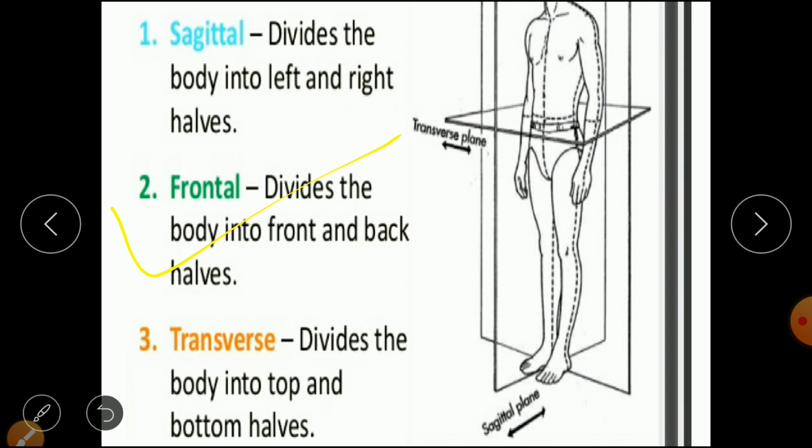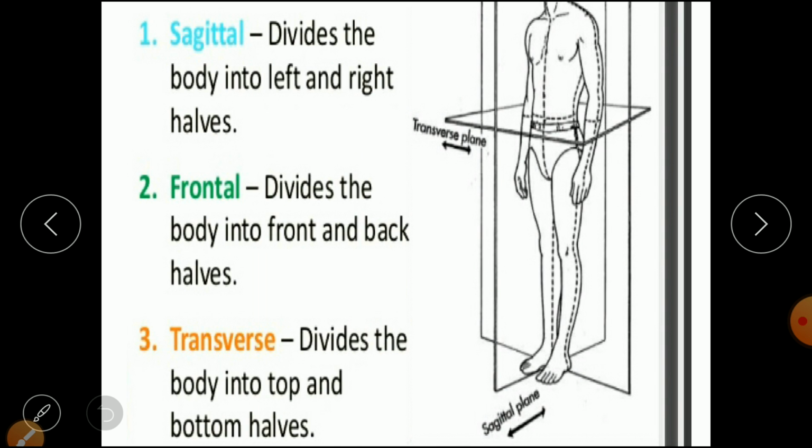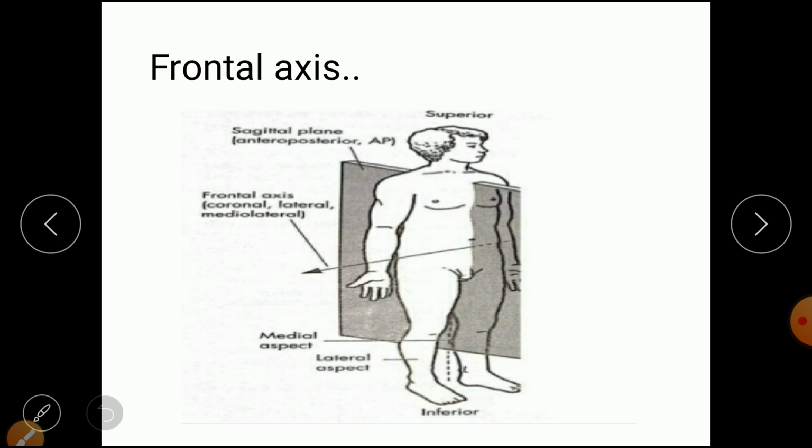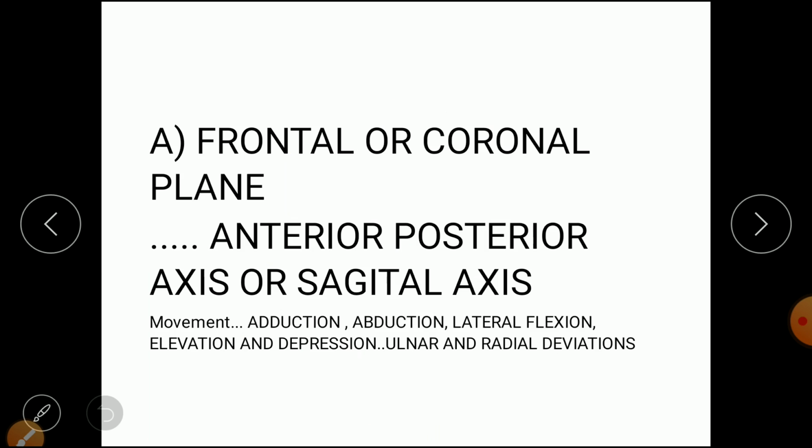The next is frontal. The frontal plane divides the body into front and back halves. Frontal plane means sagittal axis, so it divides the body into front and back. And third is the transverse plane, where the axis is vertical, so it divides the body into top and bottom halves. So a vertical axis divides into top and bottom. Okay, so the frontal or coronal plane.